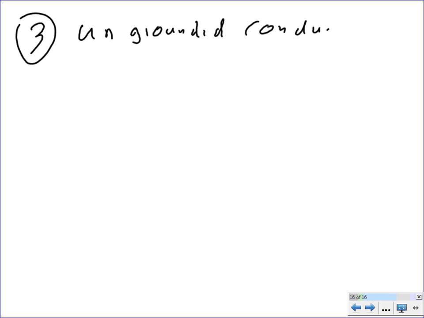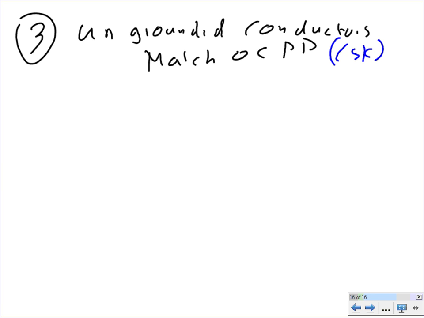Wow, that's good. Number 3. What was number 3, guys? Ungrounded conductor. Ungrounded conductors. Okay, this is where we say match overcurrent protection device based on, please write CSK here. CSK, that's me. Because you can size based on the load up to 800 amp, guys.